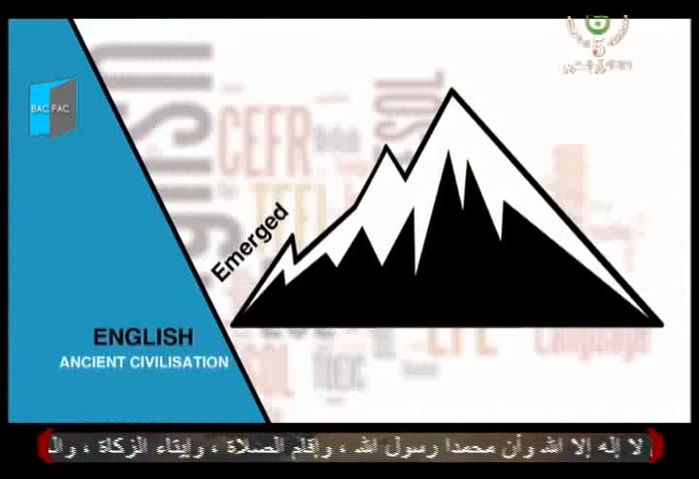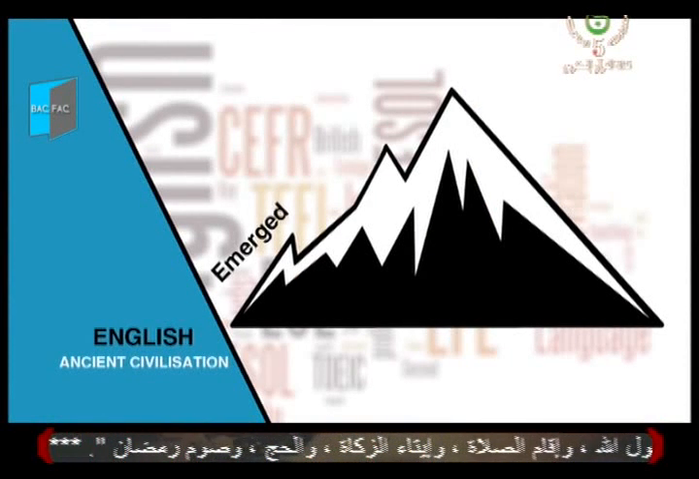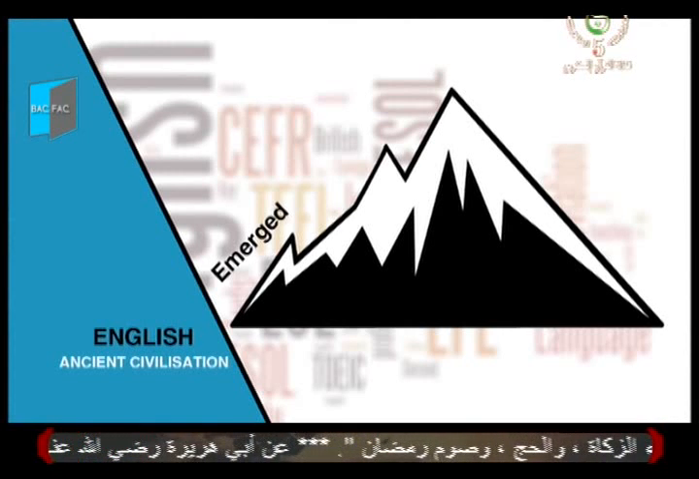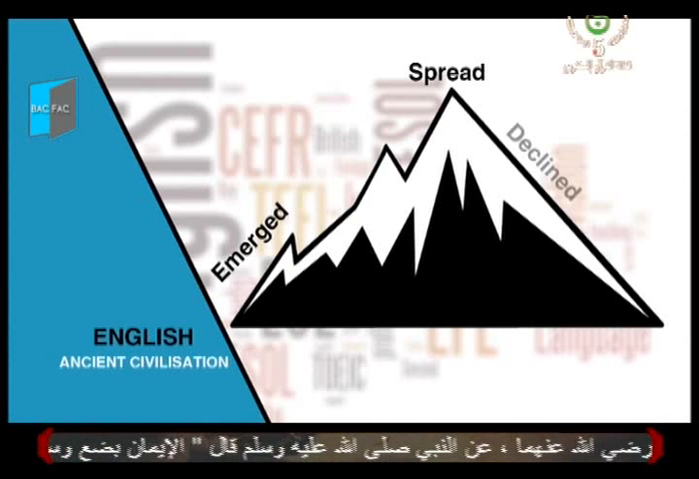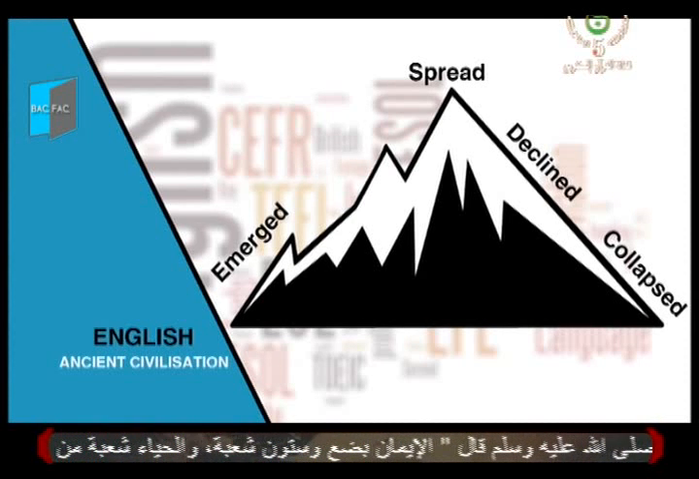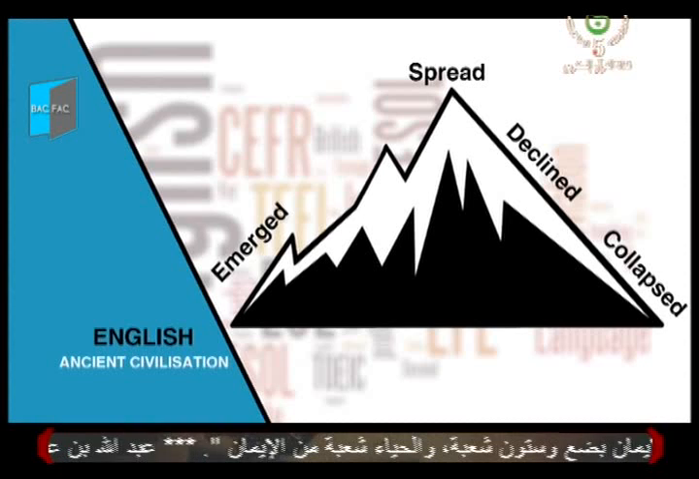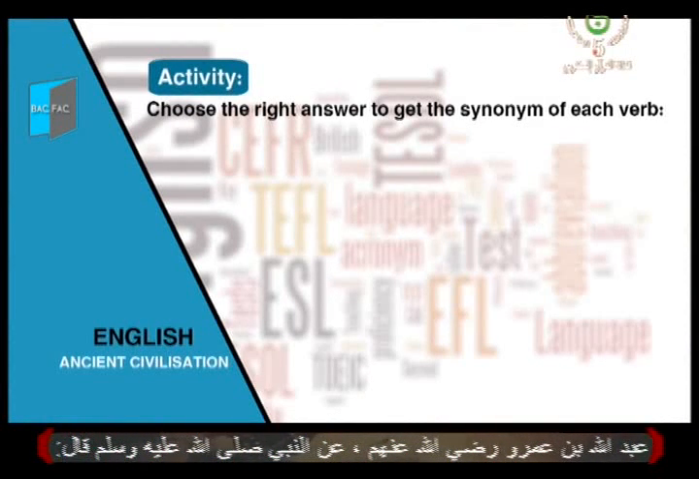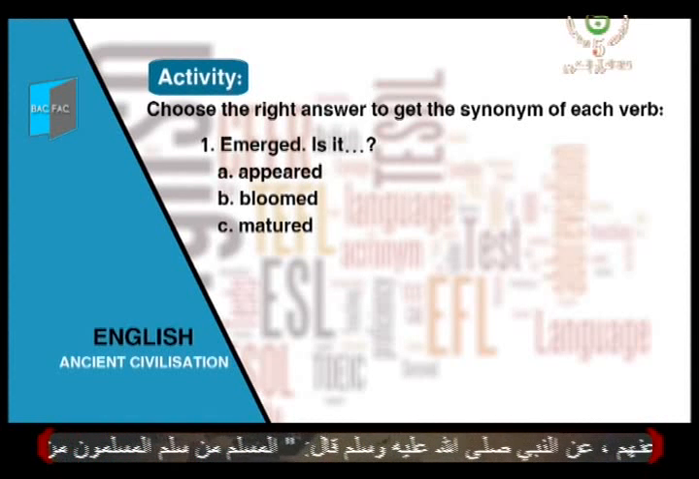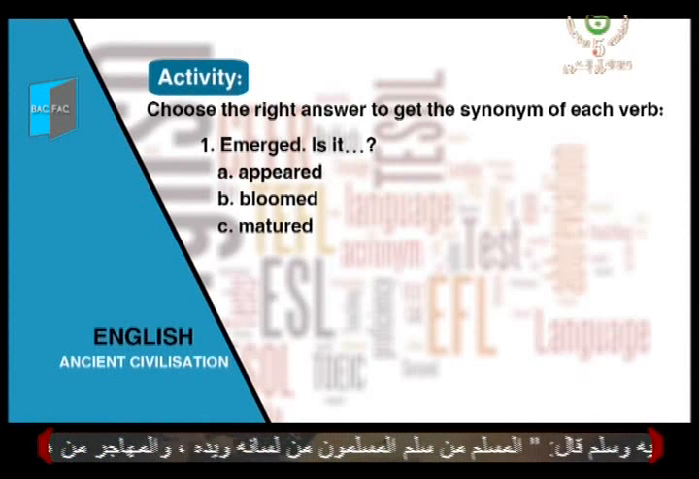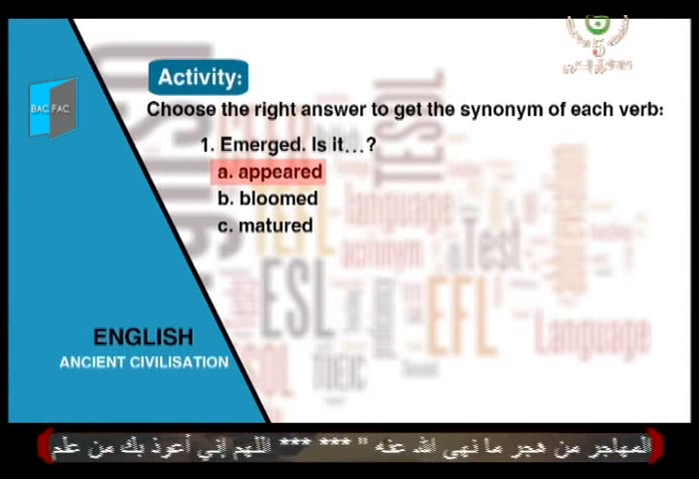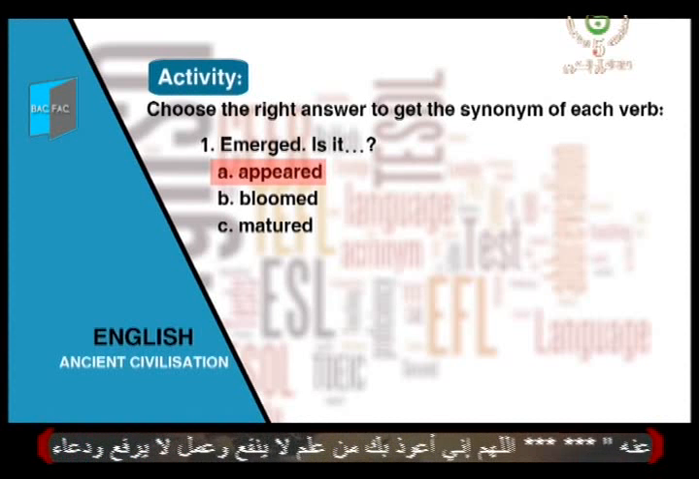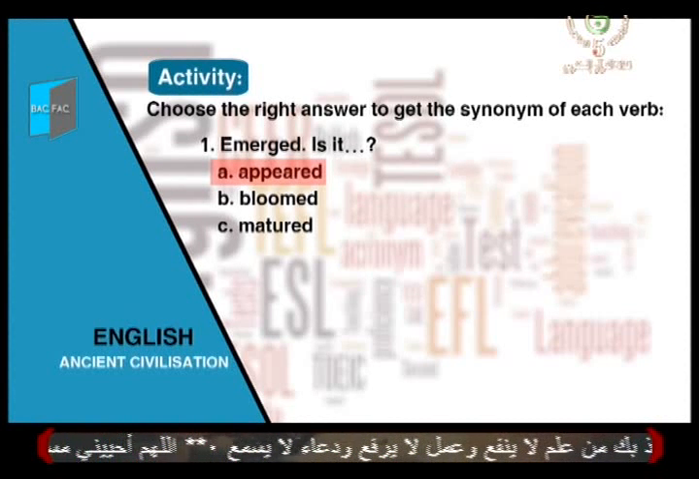Look at the picture and the drawing, which expresses the action conveyed by the four verbs: emerged, spread, declined, and collapsed. This will help you do the activity. Choose the right answer to get the synonym of each verb. The first one, emerged. Is it appeared, bloomed, or matured? Right, it is appeared, because bloomed and matured are synonyms of spread.